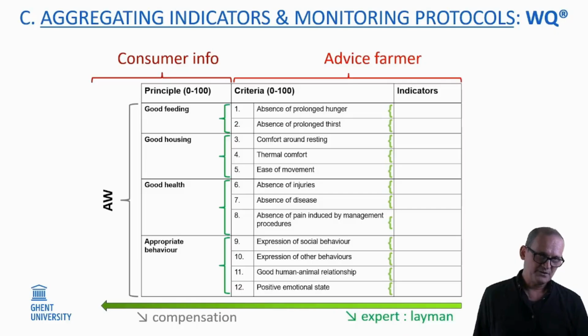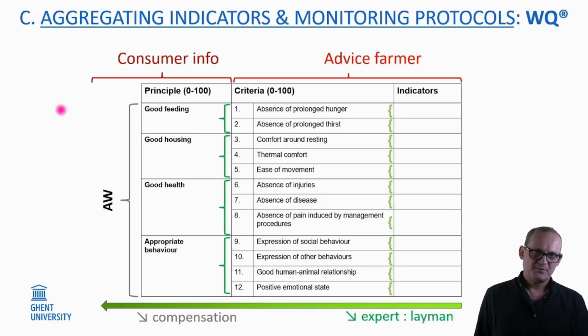However, if we want to use the welfare assessments to label food products in order to inform the consumer about the animal welfare status of the food he's buying, then the consumer will never read all that information. He will need a very concise overall assessment of the welfare. And so that's why the different levels of aggregation can be very useful.